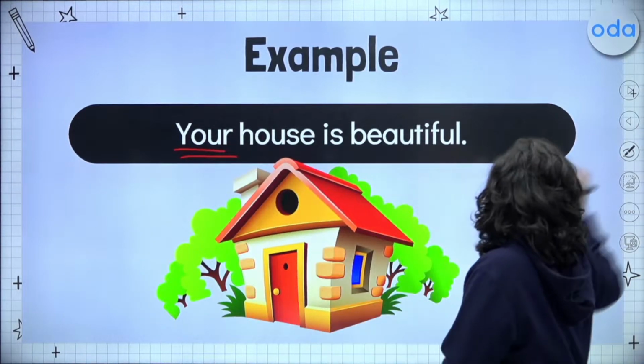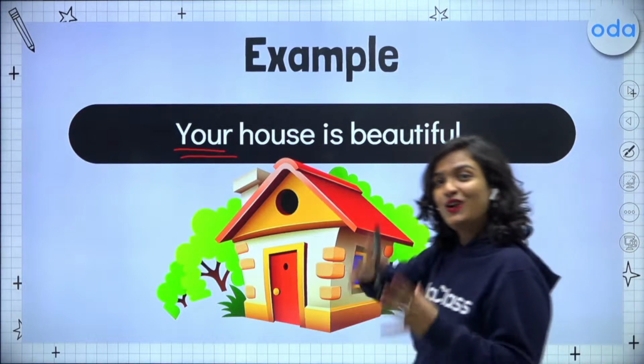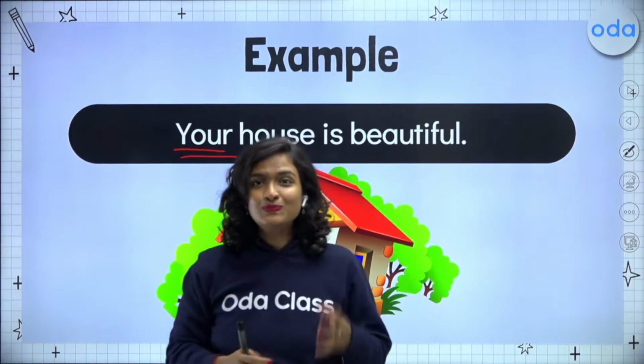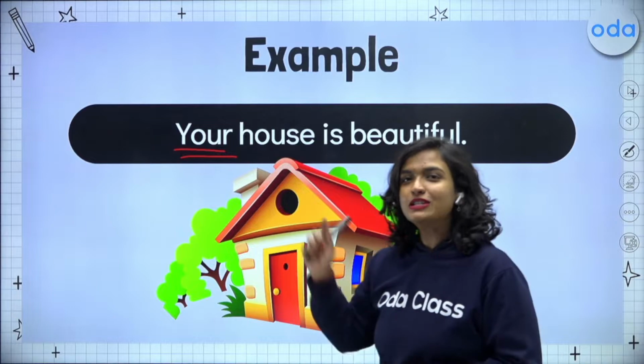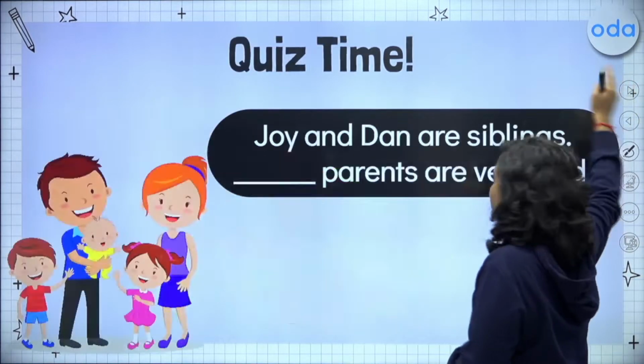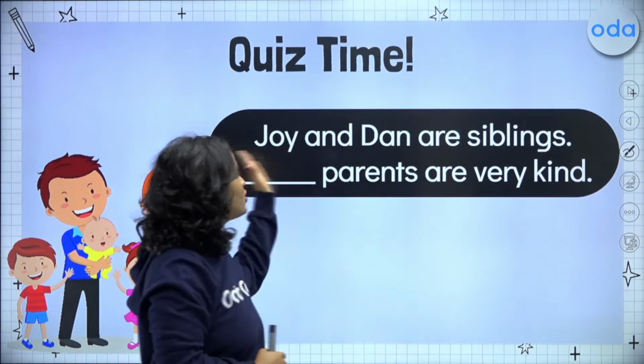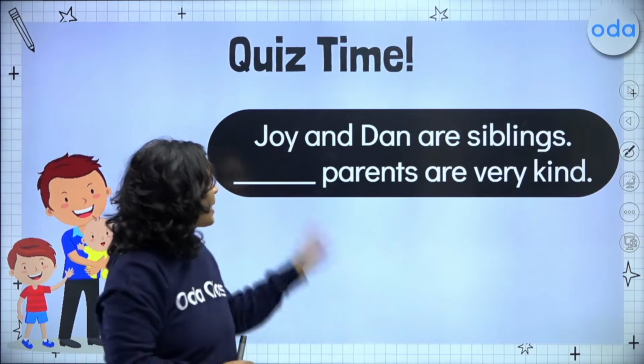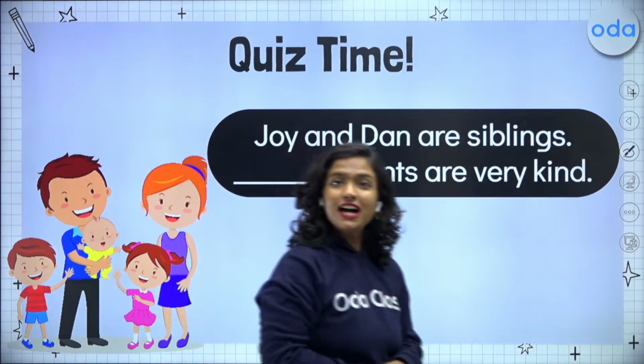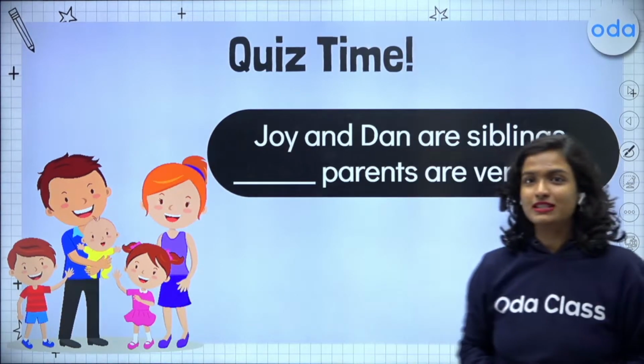Okay, now students, it's time for a quiz once again. I hope that the possessives are clear to all of you. If not, you can go back in the video and take a look at it once again. But for now, students, let's have a couple of quizzes. Okay, we have: Joy and Dan are siblings. Blank parents are very kind. What do you think, students?